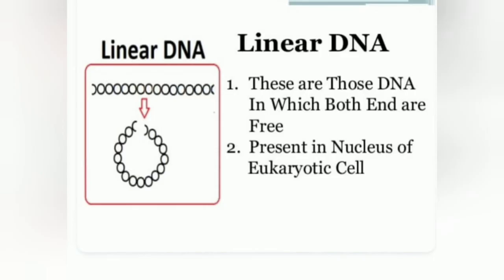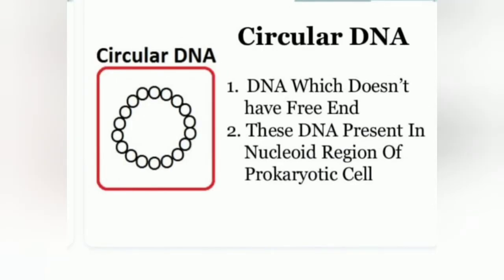Along with the four types of DNA, there are some other DNAs. Let's know about them. First of all, in this slide, you can see linear DNA. So what is linear DNA? These are DNA in which both ends are free, present in the nucleus of a eukaryotic cell. And now circular DNA. Circular DNA doesn't have a free end. This DNA is present in the nucleoid region of a prokaryotic cell.